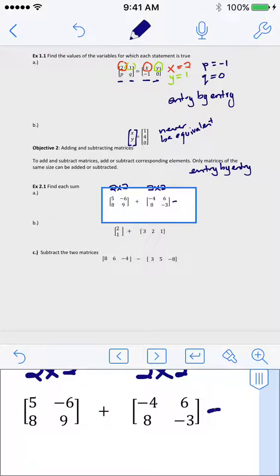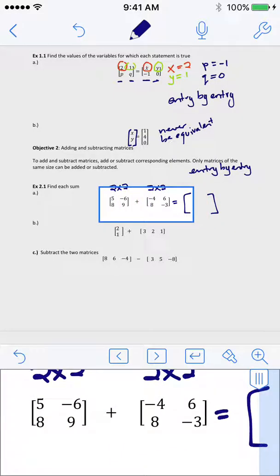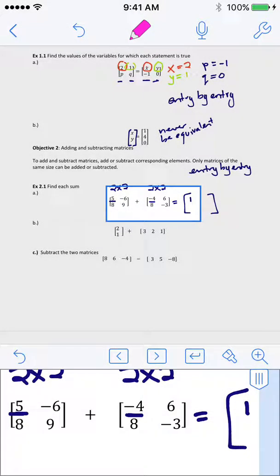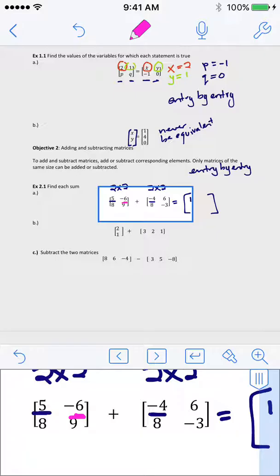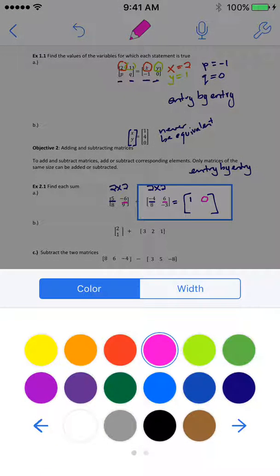So let's go ahead and do that. We add these two together. We're going to end up with another 2 by 2 matrix. Now we got to be super careful because we want to make sure we don't drop negatives or anything like that. But let's go entry by entry. First row, first column, 5 plus negative 4 is going to end up being a 1. First row, second column, negative 6 plus 6 is going to be a 0.